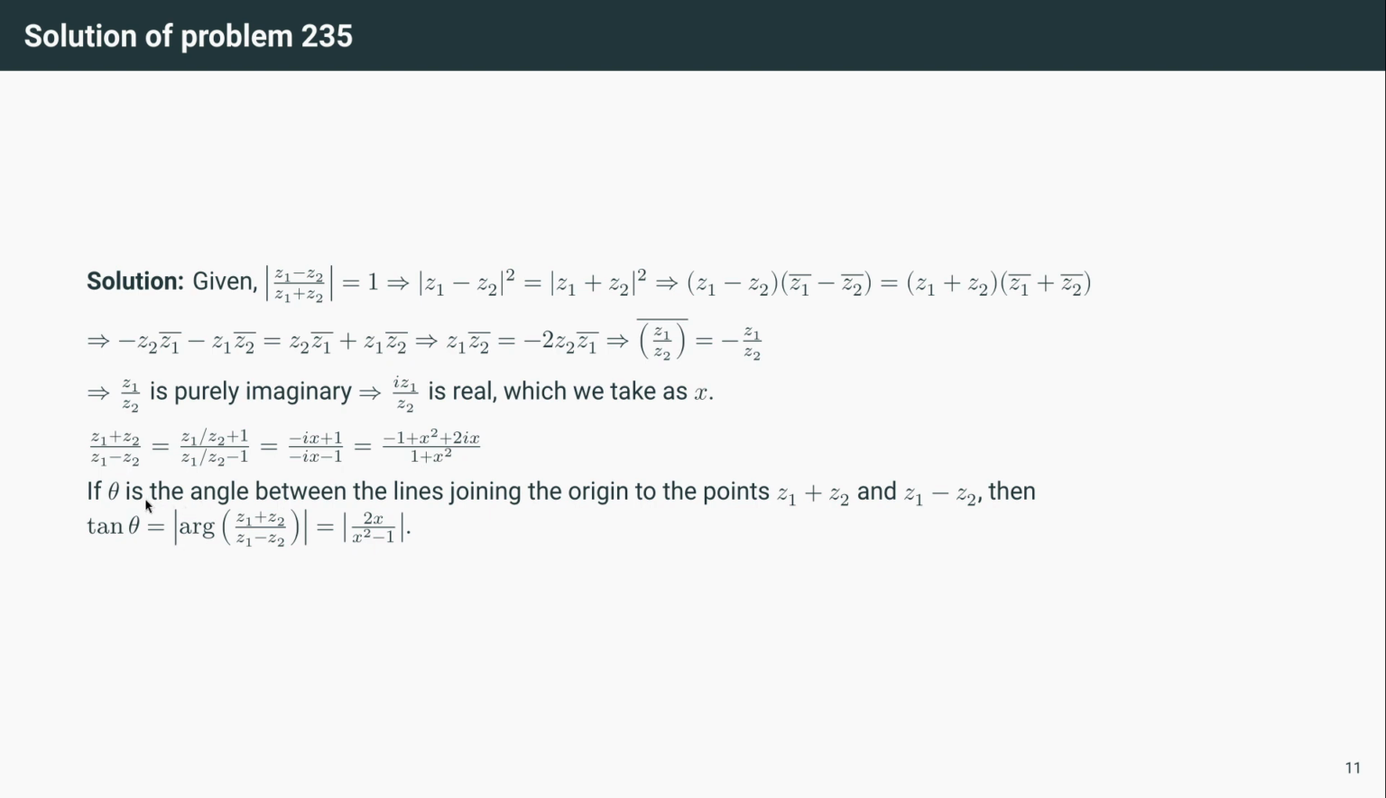Now the argument is theta here. Theta is the angle actually between the lines joining the origin to the points Z1 plus Z2 and Z1 minus Z2. So our tan theta becomes the argument of (Z1 plus Z2) by (Z1 minus Z2). That's why we don't care about the denominator. This would be nothing but mod of 2x by (x square minus 1), which is the second part of the question.